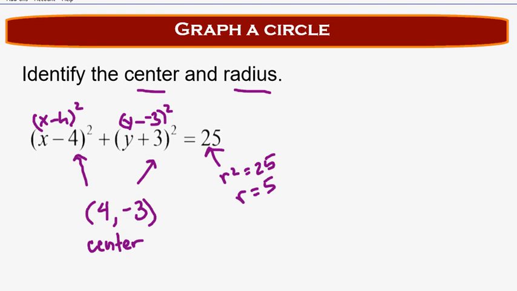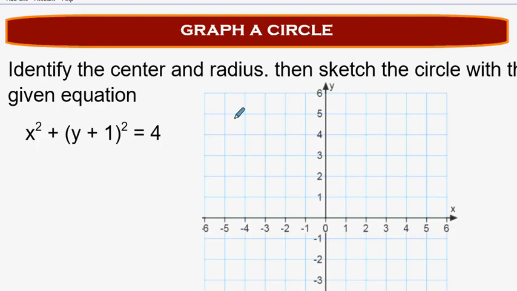All right, let's go to another example. Same idea in this example, center and radius, and we're going to sketch this one while we're at it. You may again want to pause and write this down and try it first before listening. All right, so right here, this is our r squared. R squared is 4, which means our r is going to be 2.